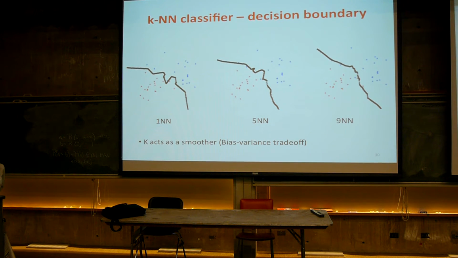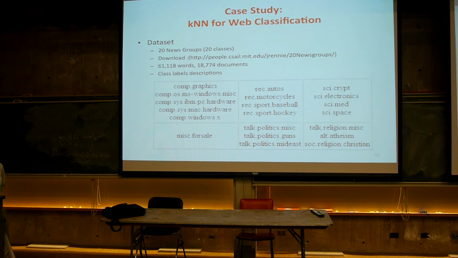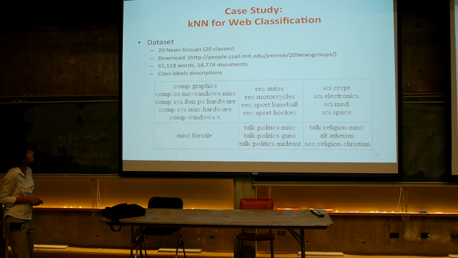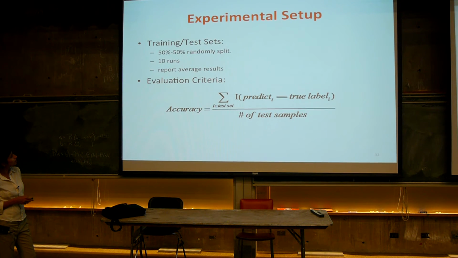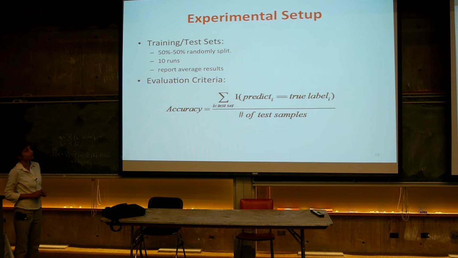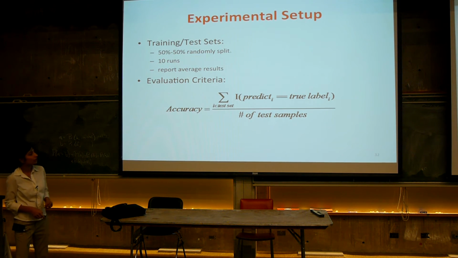All right, so let's look at a quick example. So here's running k-nearest neighbor for web classification. This was a data set consisting of 20 news groups, 20 different classes. You can see the classes over here. These are all computer-related articles. These are recreational ones, science, different talk about religion and so on, politics, and then some miscellaneous ones. 18,000 or so documents, 60,000 words, and a k-nearest neighbor classifier was used. The training and test set was randomly split 50-50%, and this split was done 10 times, and we were reporting the average number of times you got it right.